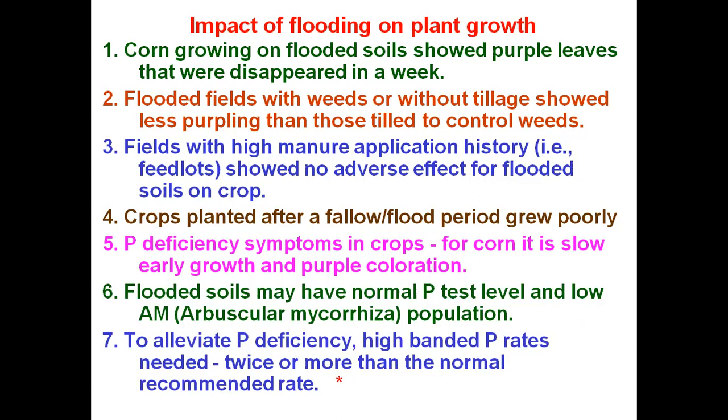Crops which are planted after the fallow or flood period grow poorly. Phosphorus deficiency symptoms in corn: it is slow in the early growth and purple coloration will take place. Flooded soils may have a normal P test level but low arbuscular mycorrhiza population. To alleviate the phosphorus deficiency, we need to apply phosphatic fertilizers at twice or more than the normal recommended dose.